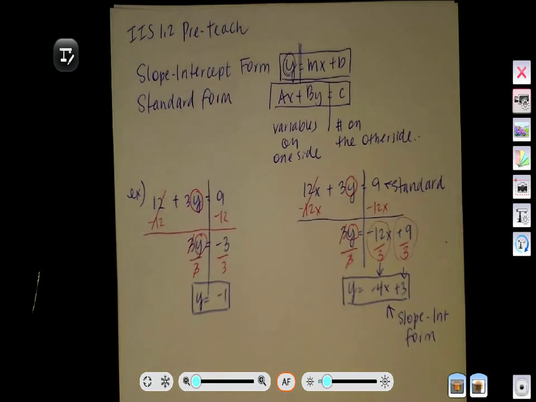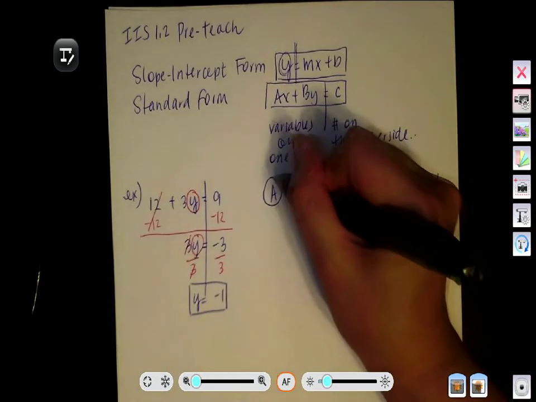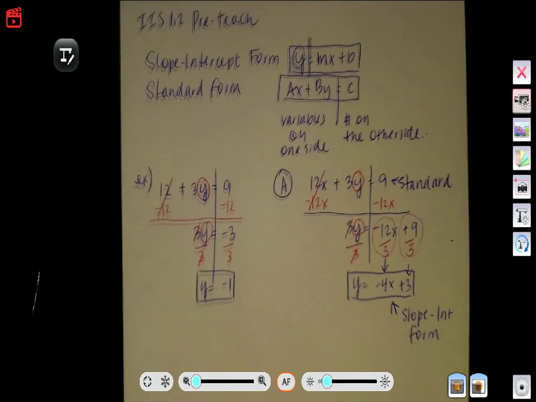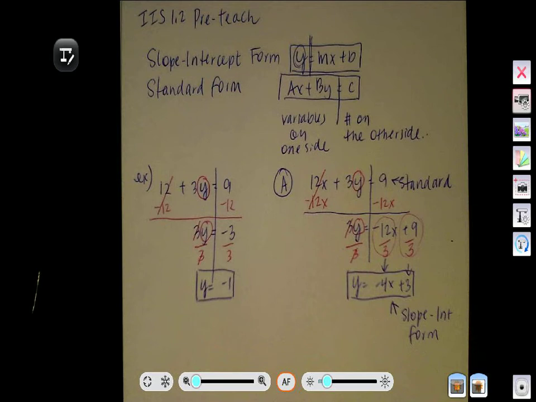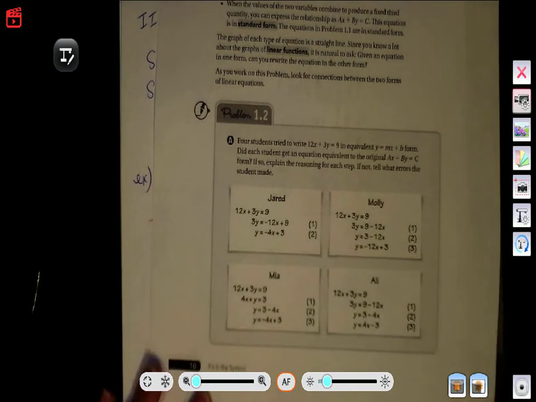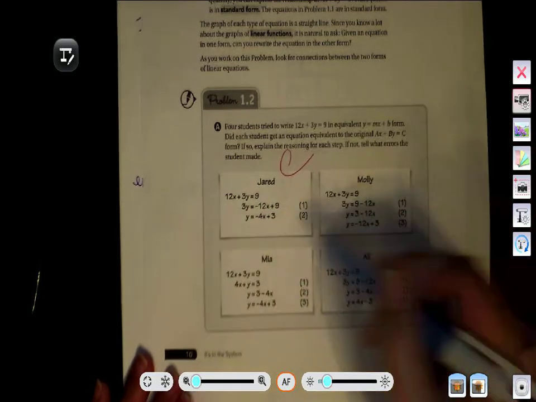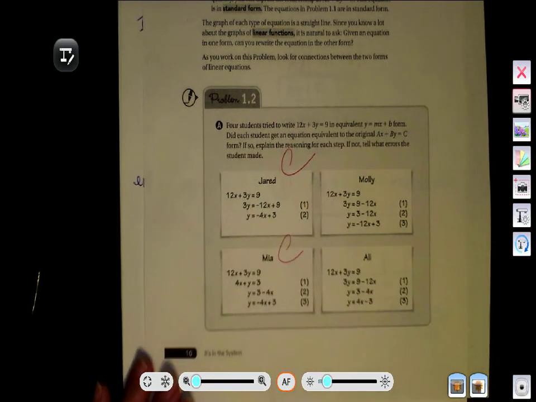So this is what we're actually going to be doing in part A. Let me show you the printout of part A that I have to see who's correct and who's not. Your answer should end up being negative 4x plus 3. So, when you're looking at Jared, he's correct. Mia, he's correct, because it ends up at negative 4x plus 3.